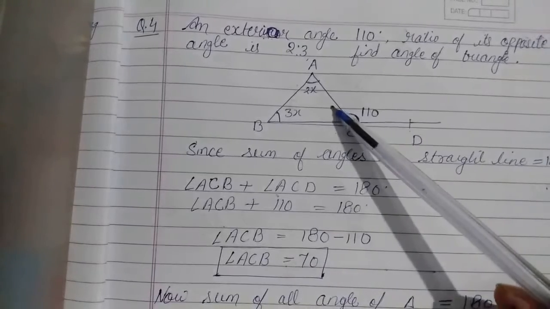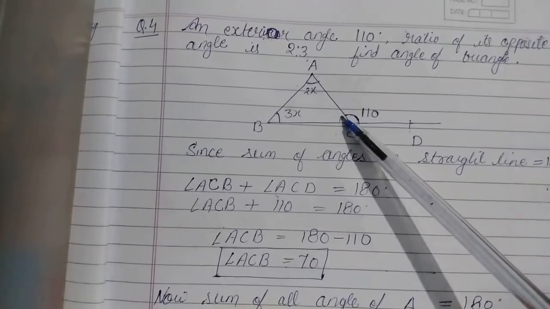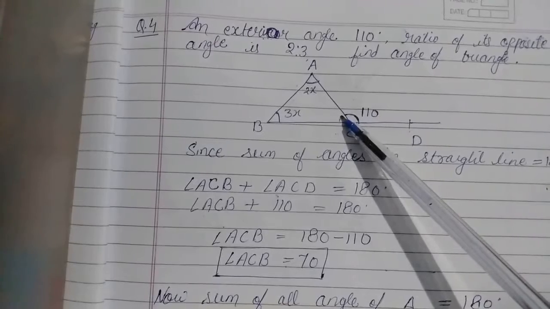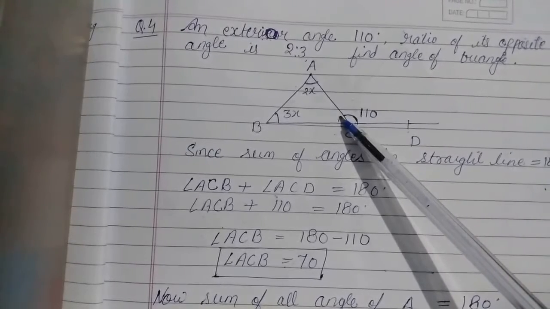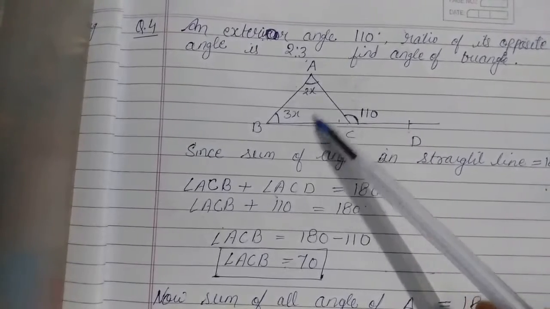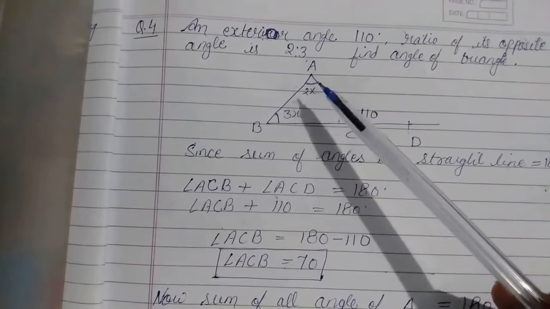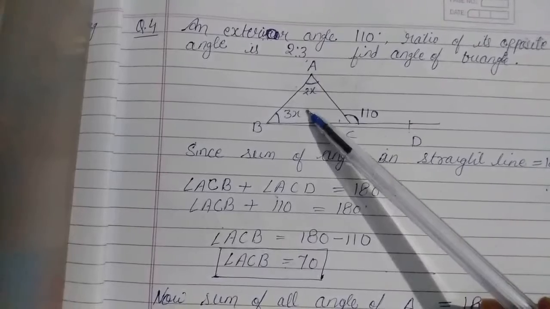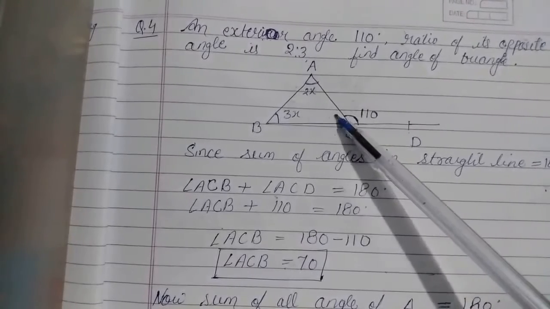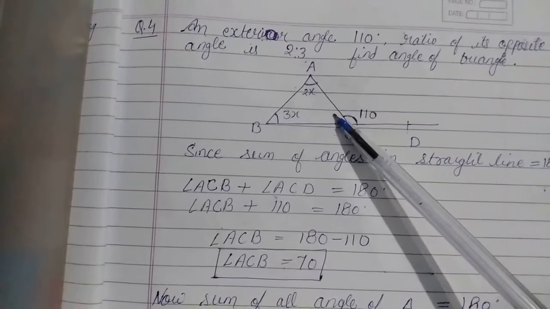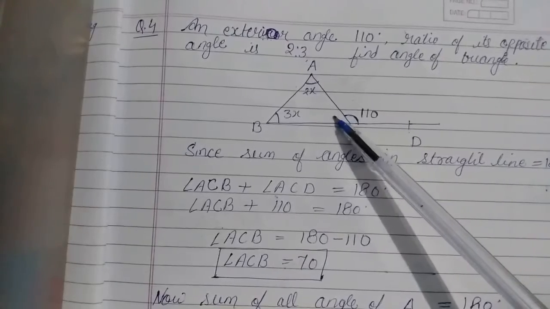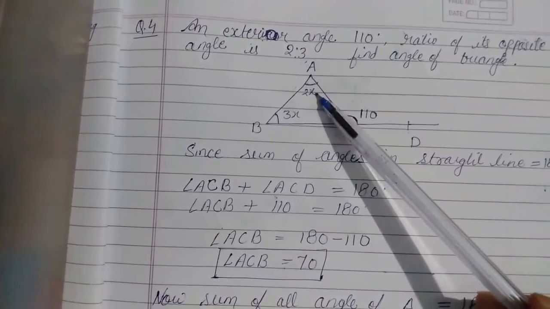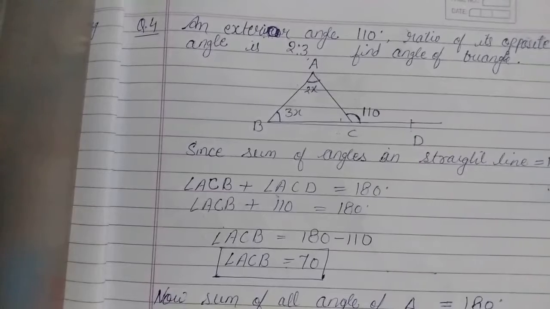That means we have found this angle. This is 70 degrees. Now we will again apply a property, the angle sum property of a triangle. That means the sum of all angles of a triangle is equal to 180 degrees. That means angle A plus angle B plus angle C is equal to 180 degrees, where C is equal to 70 degrees, A is equal to 2x and B is equal to 3x.